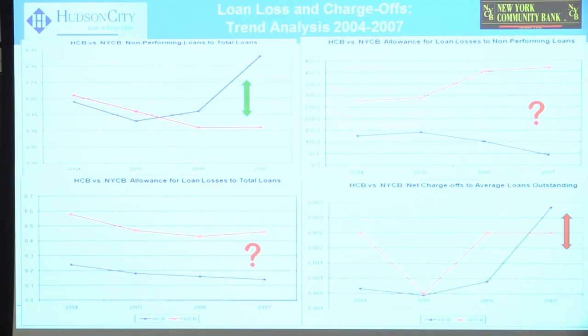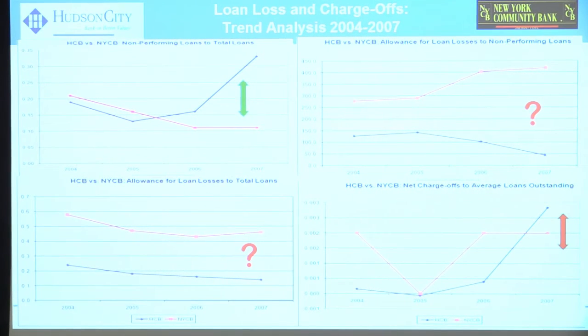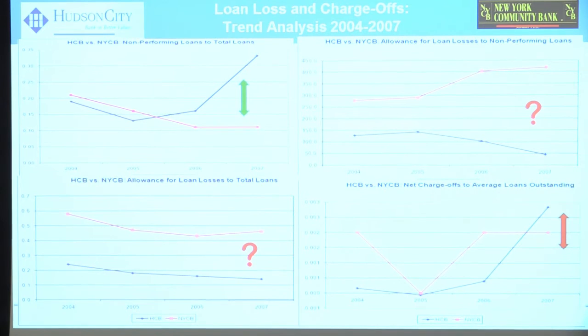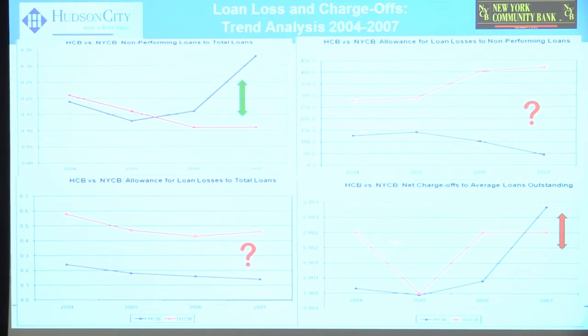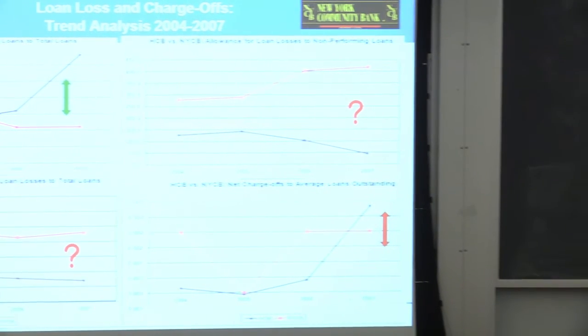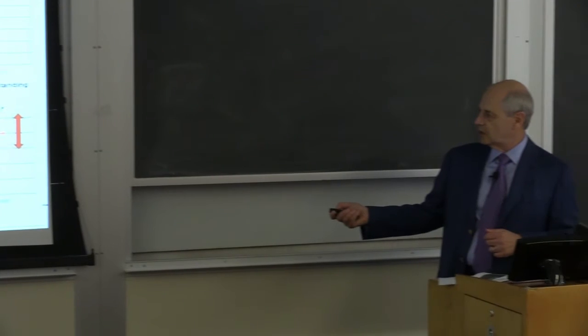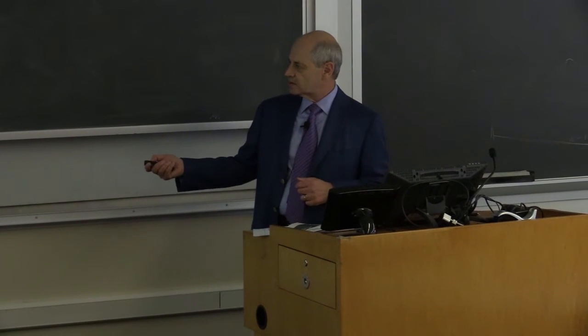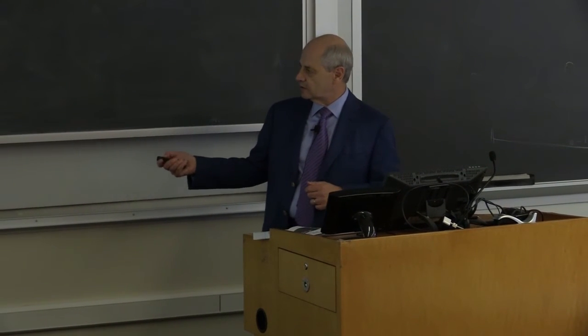If you then look at the charge-offs to the loans outstanding, again, there's a very fast rising pattern for Hudson City, but this is still at a high level, and until the last year was actually at a higher level. So the charge-offs were relatively high to the loans outstanding, but this is not really reflective of all of those.